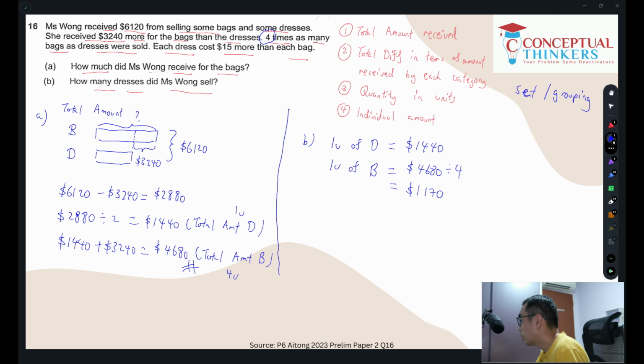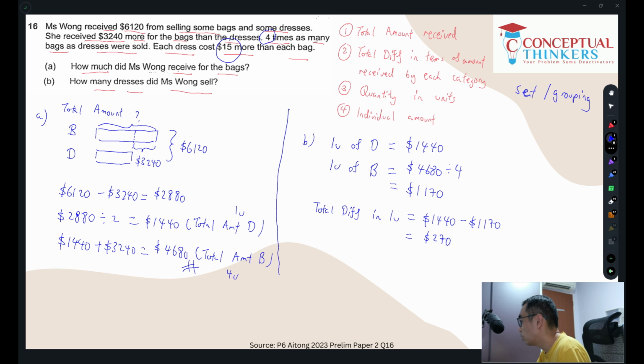So what I do is I look at what is the total difference in 1 unit. To do that, I just take $1,440 minus away $1,170. So let's do a subtraction. I will get $270. Okay, now we do have one more piece of information, which is $15. Now this is based on if I compare 1 bag and 1 dress. Here we have a quantity of 1 unit. So if I take 270 and divide it by 15, that will give me the number of bags or dresses in terms of 1 unit.